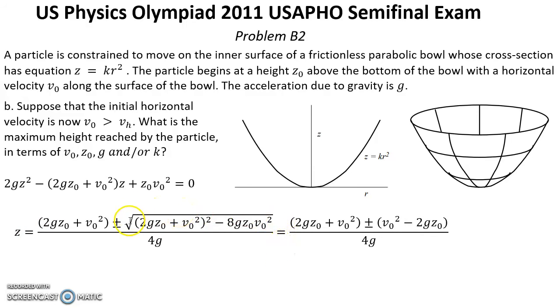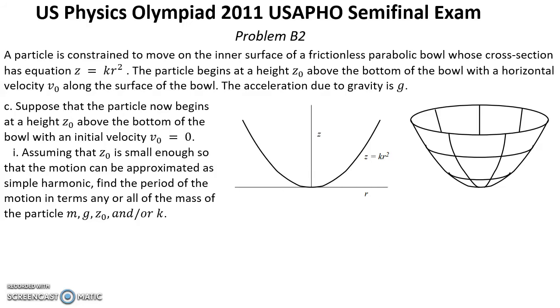If we look carefully, this is the square root of a perfect square, which is v0 squared minus 2g z0. And we can write two roots for this solution. That will be z1 is z0, which is trivial, and the other z2 equal v0 squared over 2g. And because v0 is greater than vh, we have z2 greater than z0. That's the solution for question B.